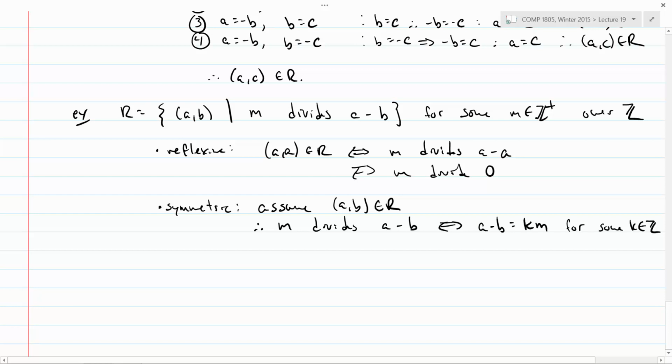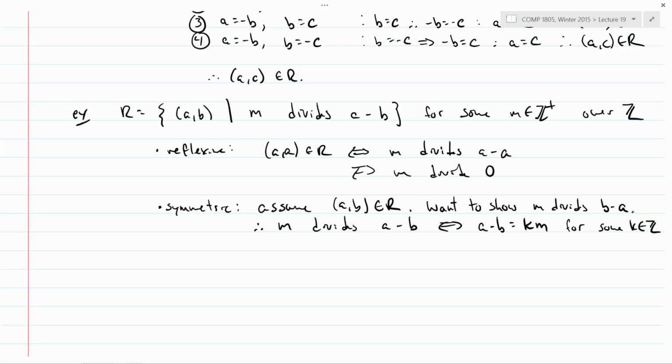That's great. But what am I trying to work towards? I want to show, and this is why you write down what you want to show, that m divides b minus a. That's my goal, because if m divides b minus a, then (b, a) is in R. So I know something about a minus b, but what I want to know about is b minus a. So how do I get from a minus b to b minus a?